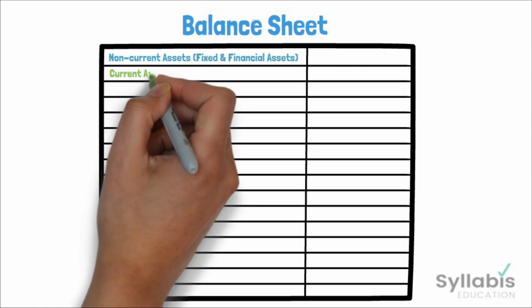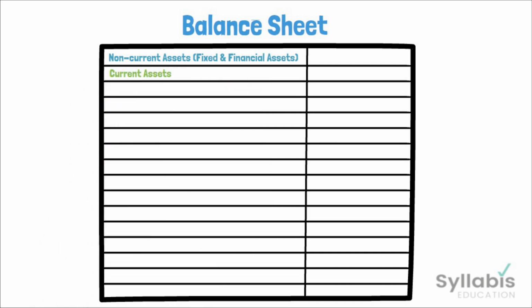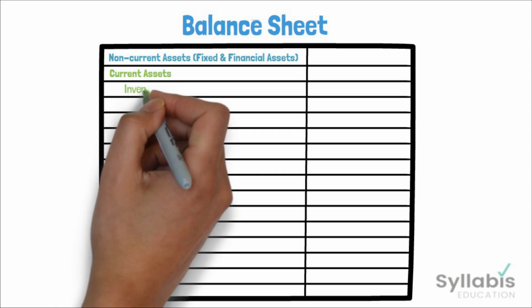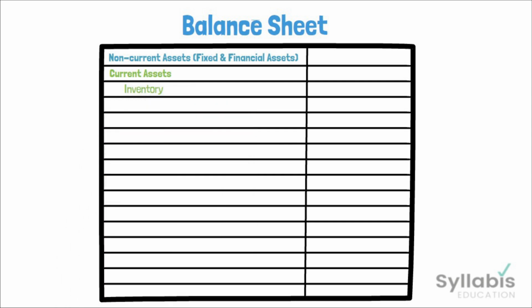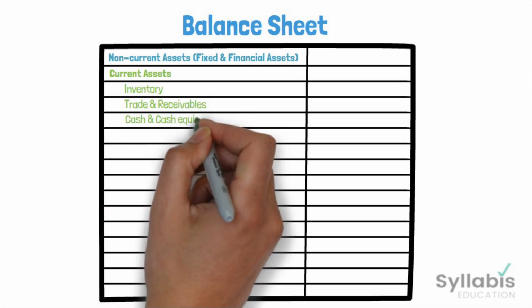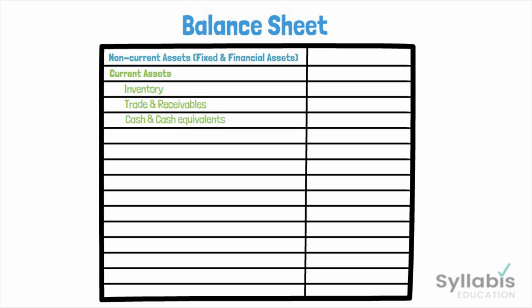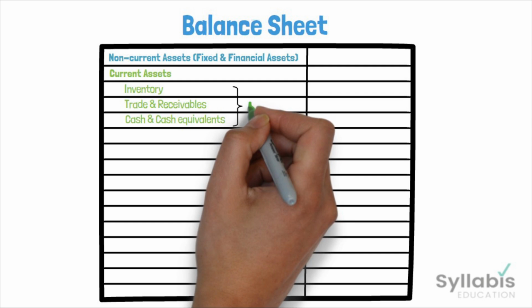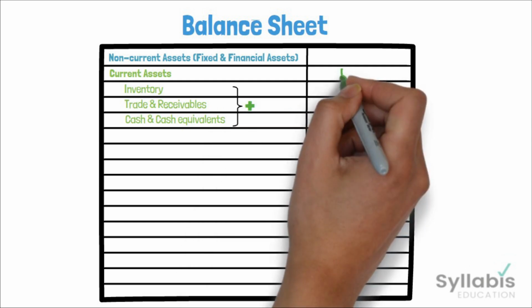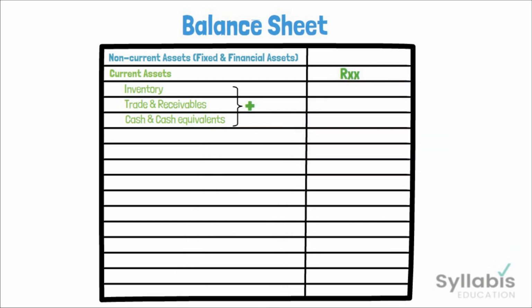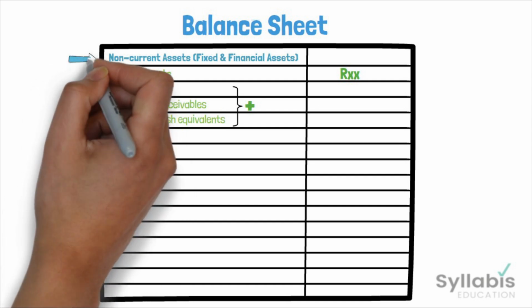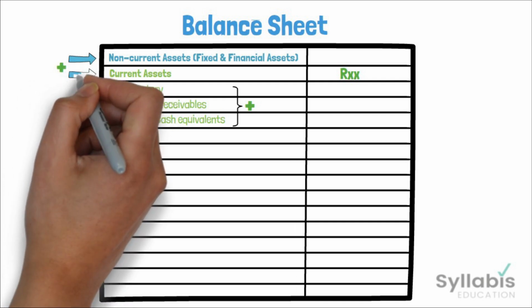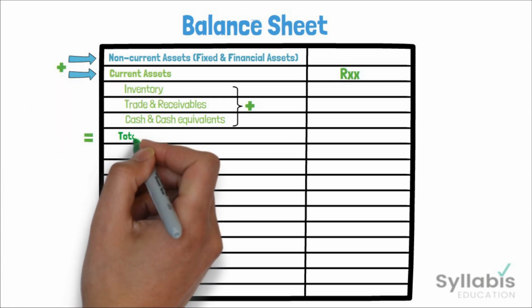Next, you'll have the current assets section. Current assets are short-term assets like inventory, trade and other receivables, and cash plus cash equivalents. When you add the three amounts for inventory, receivables, and cash, you get the total amount for current assets. When you add your non-current assets plus your current assets, you will get the total assets amount.